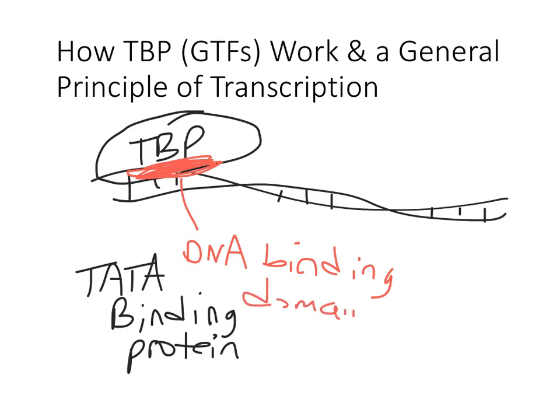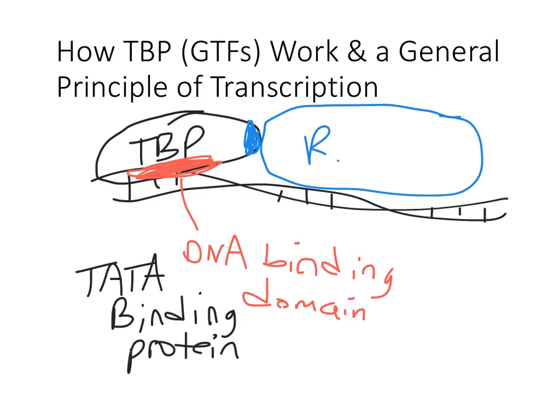What's the other thing that TATA binding protein does? It's got another domain here. Another function, in other words. It doesn't just bind DNA. It interacts with another protein. What's the other protein? RNA polymerase, which I'll abbreviate RNAP. That's the protein that does transcription. Reads DNA and produces an RNA transcript.